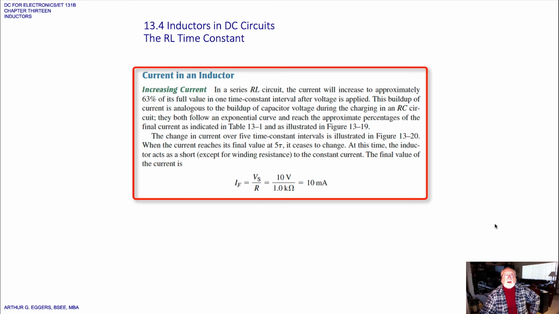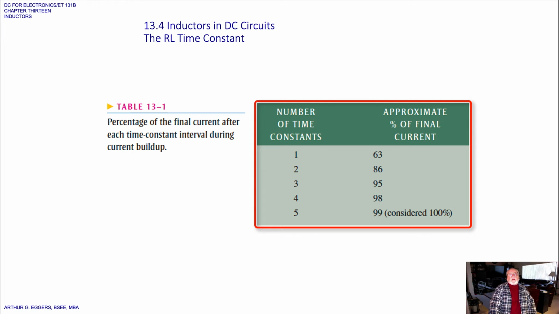At this time, the inductor acts like a short, except for the winding resistance, to the constant current applied. The final value of the current is the source voltage divided by the resistance. With 10 volts as your source and 1 kΩ, that gives us 10 milliamps of current after 5 time constants. So again, in your notebook, write down this little chart: 1, 2, 3, 4, 5, 63%, 86%, 95%, 98%, and 99% after 5 time constants.